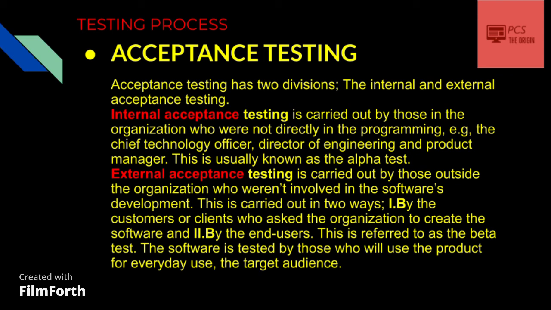And secondly, the external acceptance testing. This is carried out by those outside the organization who aren't involved in the software's development. This is carried out in two ways. Firstly, by the customers or clients who ask the organization to create the software, and secondly, by the end users. This is referred to as the beta test. The software is tested by those who will use the product for everyday use, the target audience.